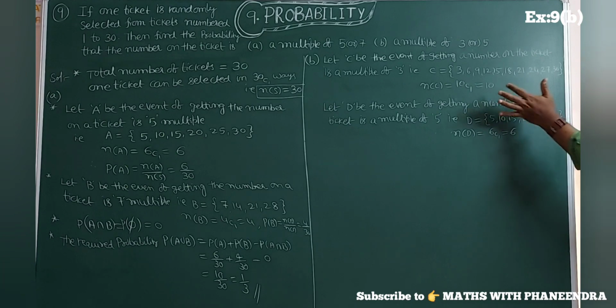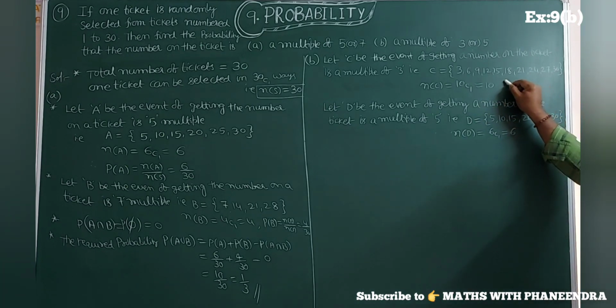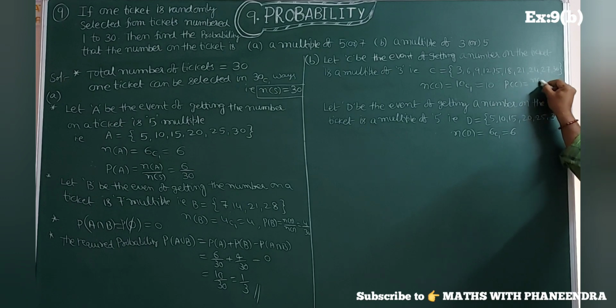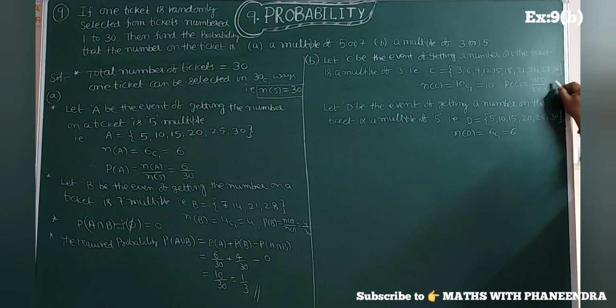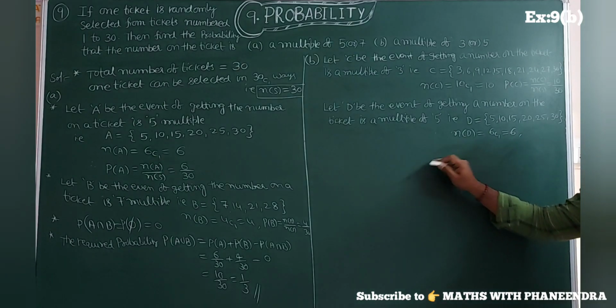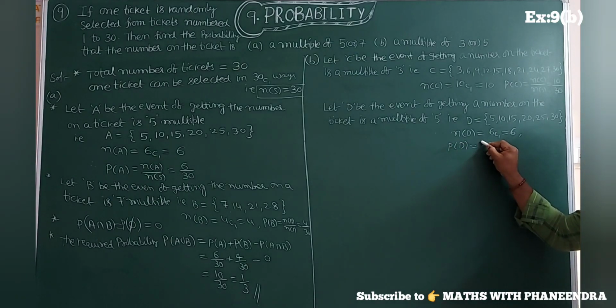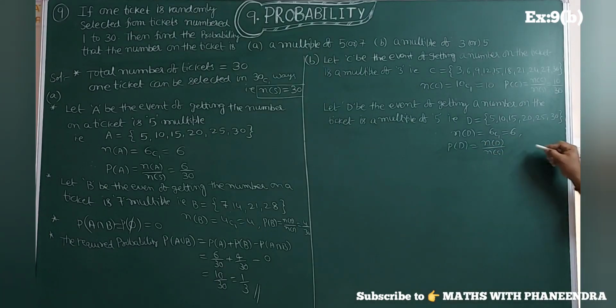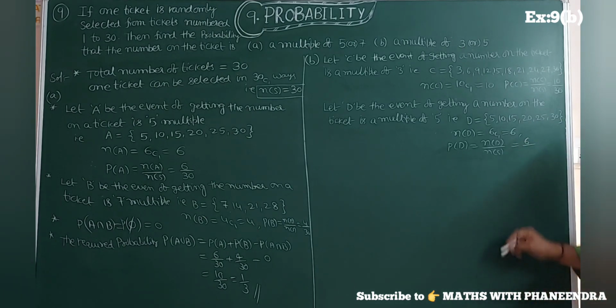As soon as getting n of C, immediately you can calculate P of C also. So P of C is equal to n of C by n of S. N of C is 10 divided by n of S is 30. We already calculated. Even here also, n of D equal to 6. So P of D is equal to n of D by n of S, that is 6 by 30.